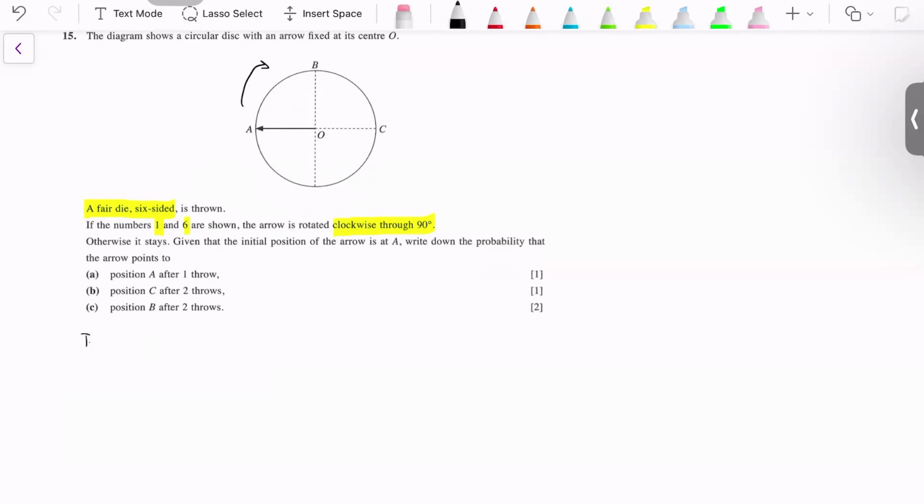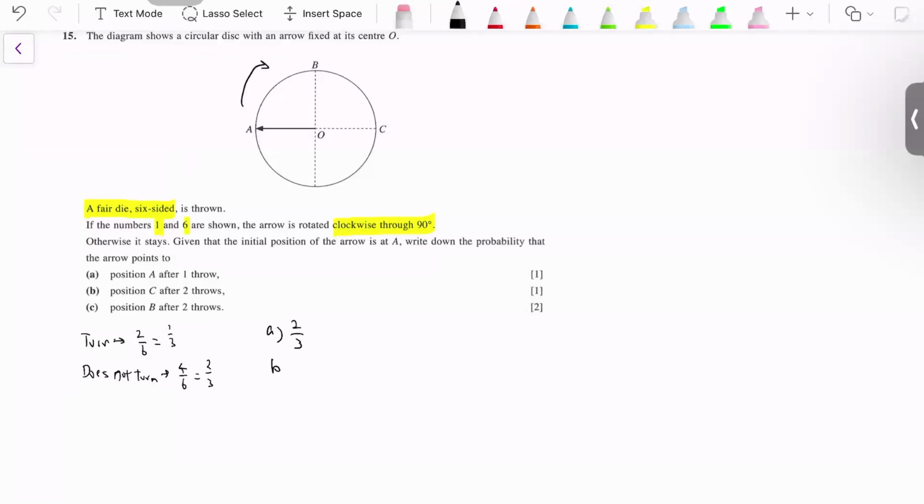So in this case, the probability of it turning is 2 out of the 6 numbers that it lands on, which is 1/3. So does not turn, it will be 4 of the 6 numbers, which is 2/3. Okay, so that's the first thing that we need to find out. Next is this. It says position A after one throw. So after one throw, if it stays at position A, means it does not land on 1 and 6, which means it does not turn, which gives us a probability of 2/3.